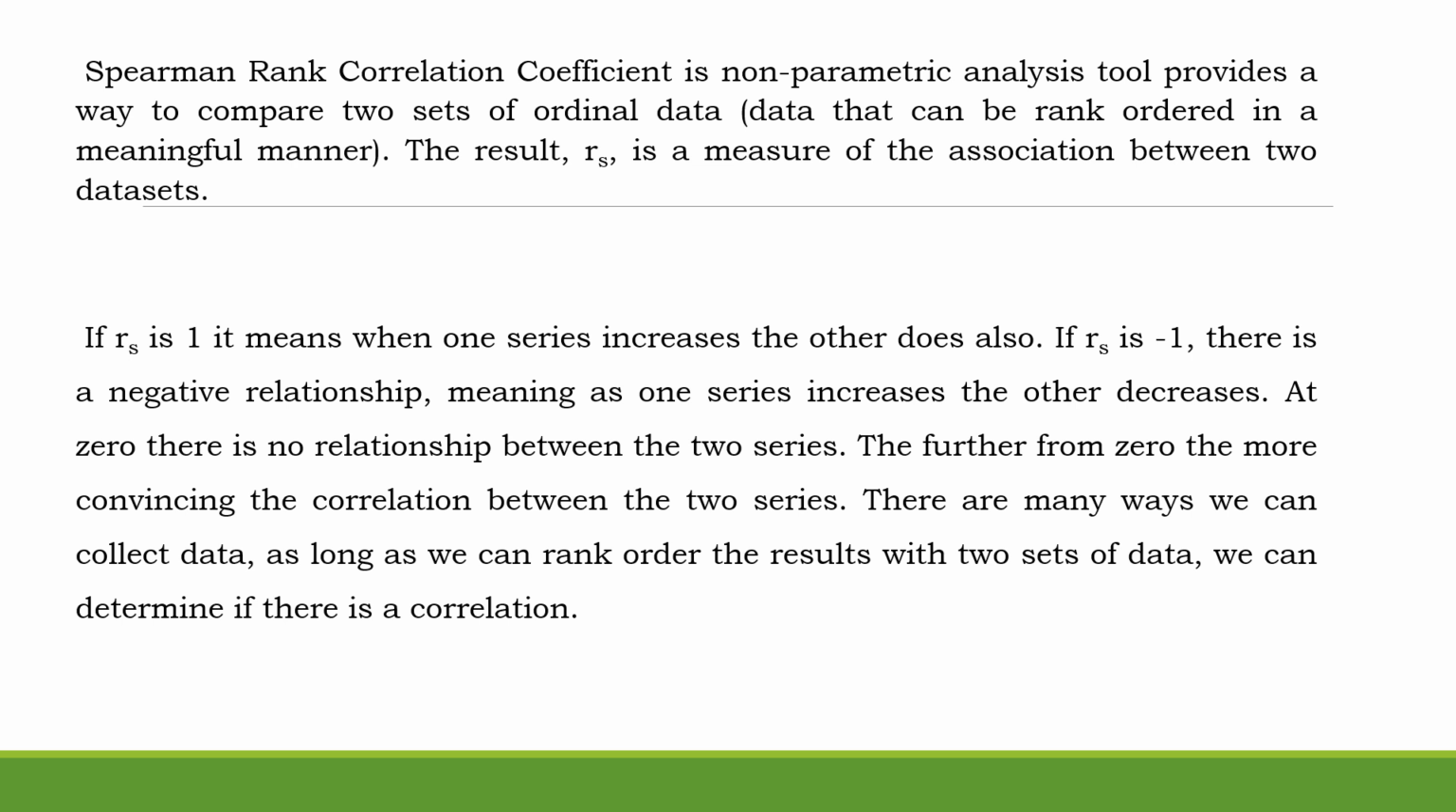Spearman rank correlation coefficient is a non-parametric analysis tool that provides a way to compare two sets of ordinal data, data that can be ranked or ordered in a meaningful manner. The result, RS, is a measure of the association between two data sets. If RS is 1, it means when one series increases, the other does also. If RS is -1, there is a negative relationship, meaning as one series increases, the other decreases. At 0, there is no relationship between the two series. The further from 0, the more convincing the correlation between the two series.